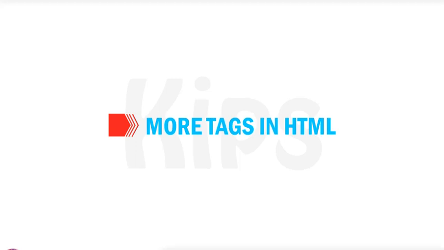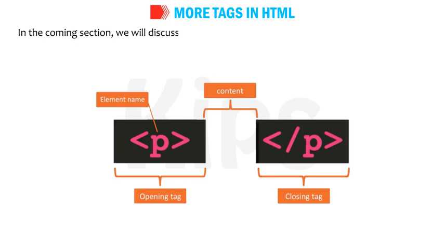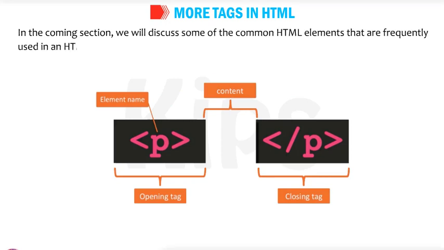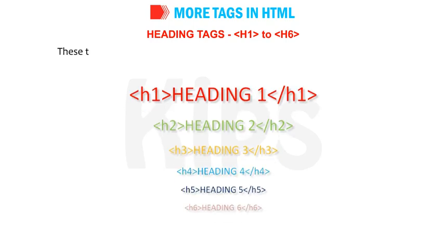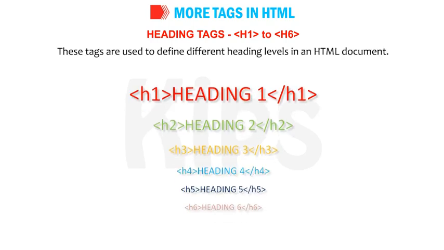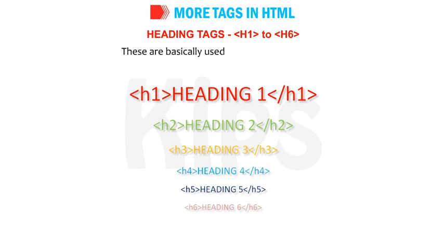Next, let us understand some more tags in HTML. In the coming section, we will discuss some of the common HTML elements that are frequently used in an HTML document. Heading tags H1 to H6. These tags are used to define different heading levels in an HTML document. These are basically used to emphasize the text. There are 6 heading levels, H1 to H6.